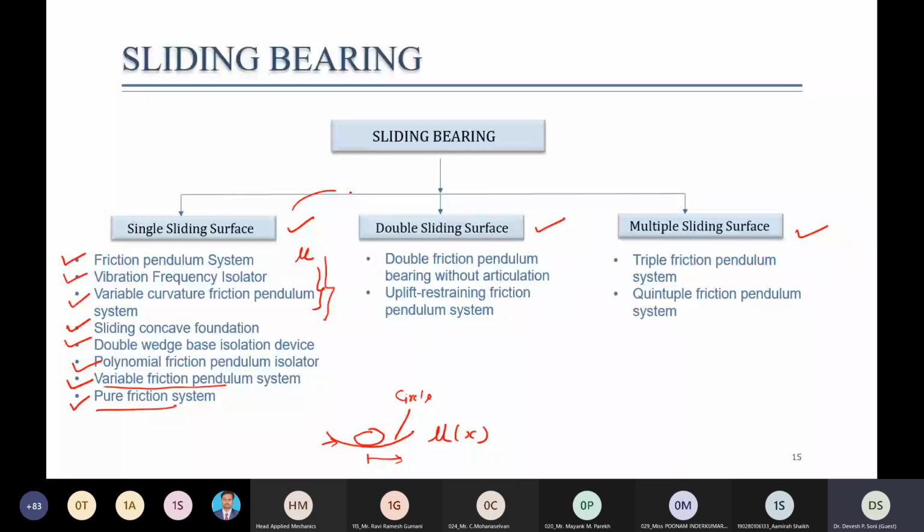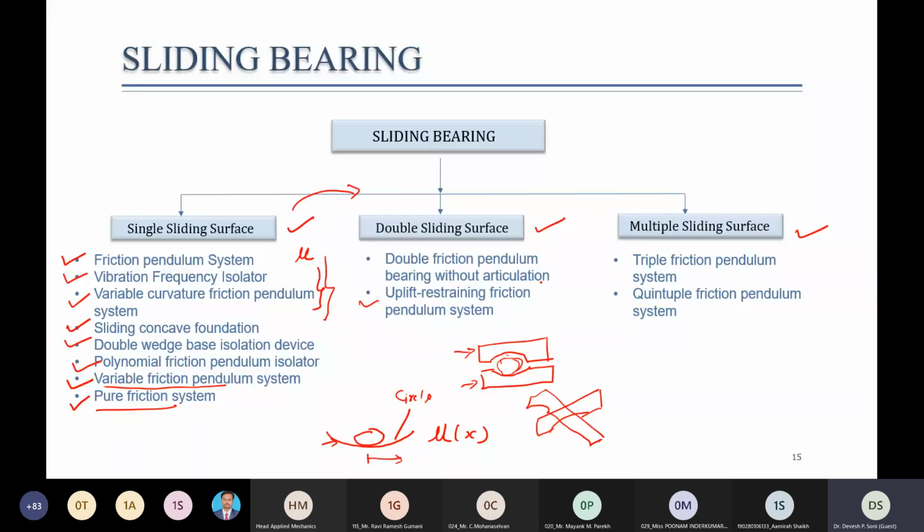Then the improvement to single sliding surface, that is called double friction pendulum bearing without articulation, then uplift restraining friction pendulum system. So in double friction pendulum system, okay, in the next slide, the figure is shown, but just for our understanding, there is one slider which is sandwiched between the top sliding surface and bottom sliding surface. That is called double friction pendulum system. The next one is uplift restraining friction pendulum system. It is more or less similar to this, but there are two concave surfaces in the form of rails, and they are provided orthogonally like this, top and bottom. So that is the example of double sliding surface.